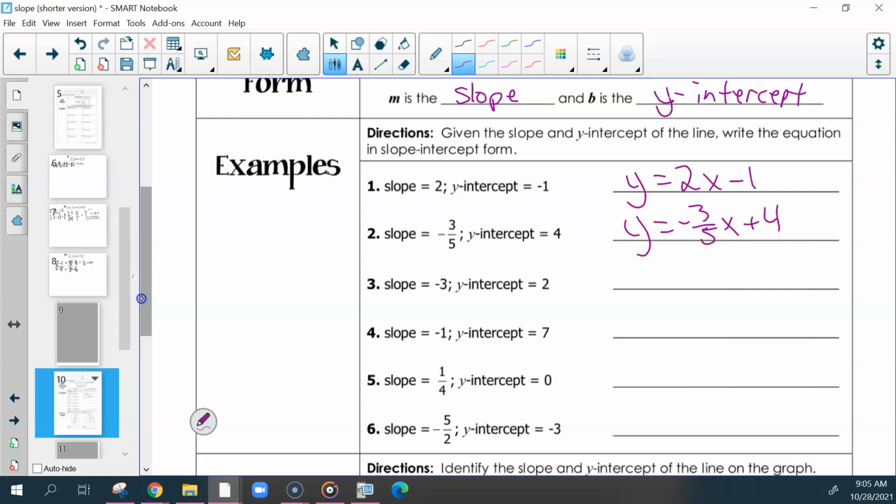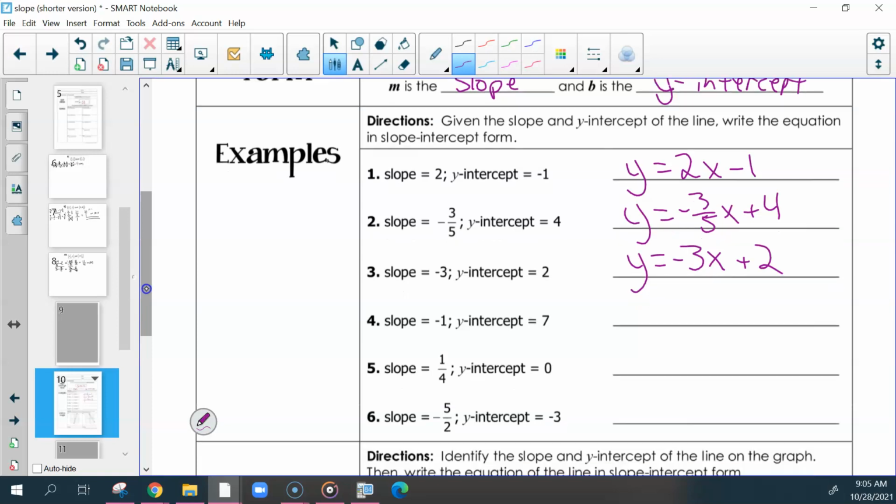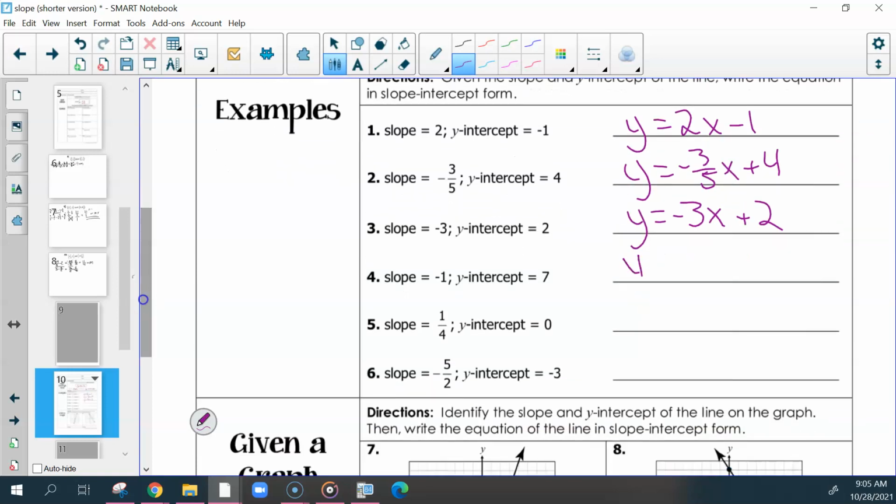Okay. How would we write number 3? Y equals -3x plus 4. Plus 4? Plus 2. Plus 2. There we go. Number 4. Negative x. Yeah, you can just write negative x. You can write -1x, but again, you won't see that -1.